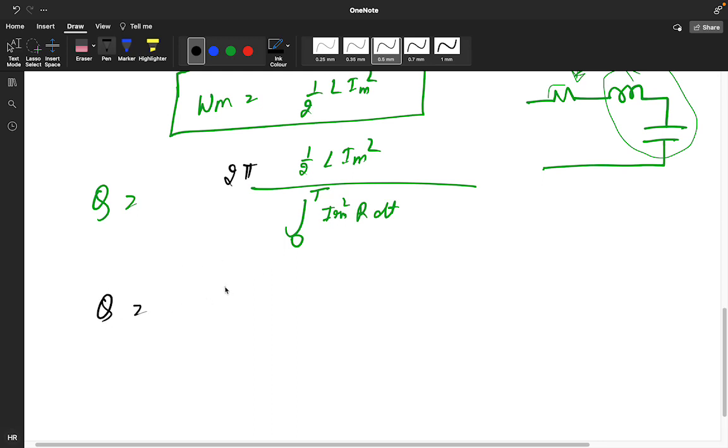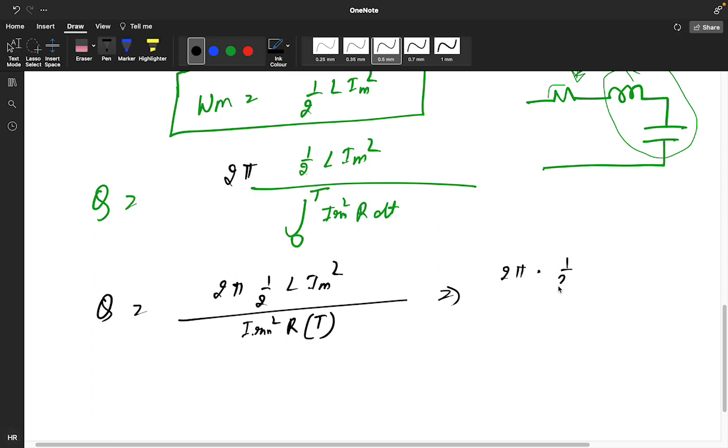Now if you find the quality factor, you will get 2 pi into half L Im square divided by I RMS the whole square into R into T. And T is your 2 pi only. So 2 pi into half L Im square divided by Im square into R into T. That is 2 pi, so both will get cancelled out, and Im square will get cancelled out. So what final result will you get?